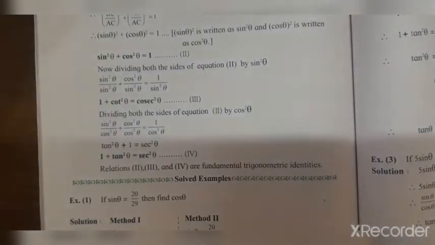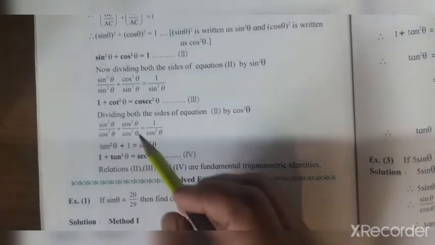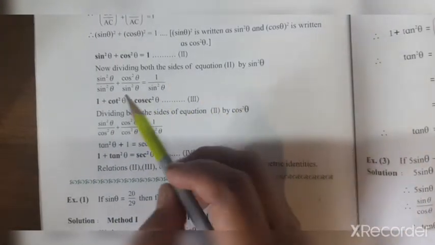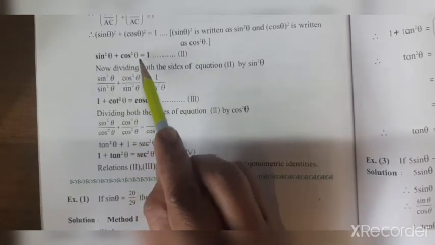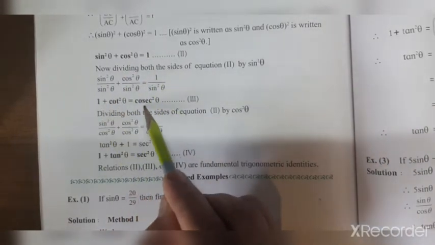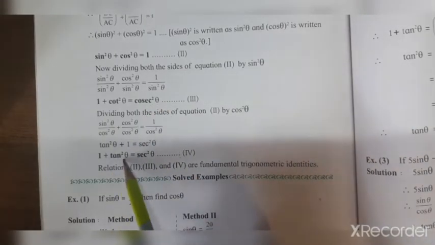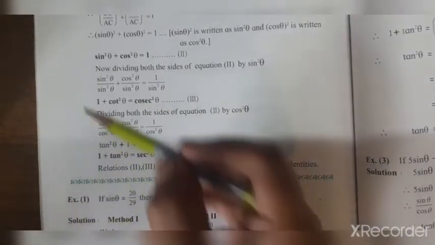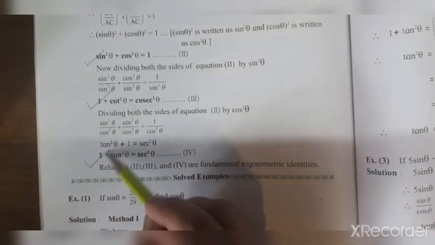Now we are going to study on page number 128 the three identities in trigonometry, that is sine square theta plus cos square theta equal to 1, then 1 plus cot square theta equal to cosec square theta, and 1 plus tan square theta equal to sec square theta. So these three identities we need to learn by heart.